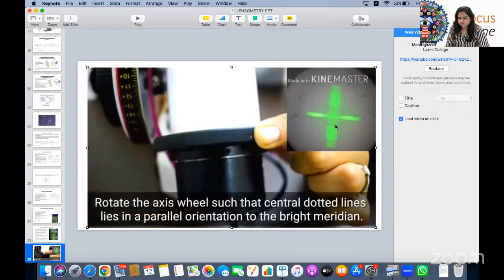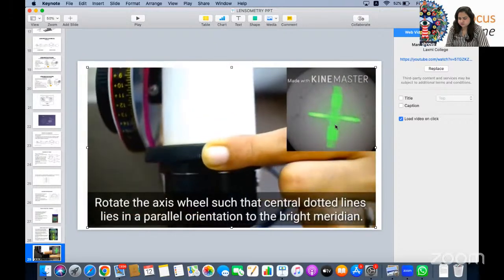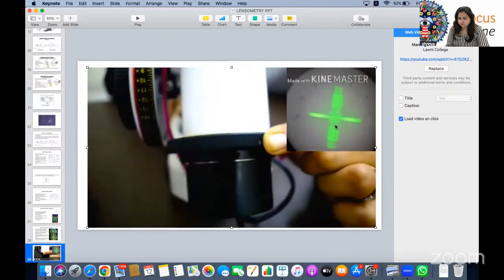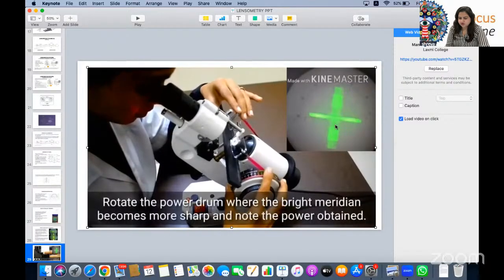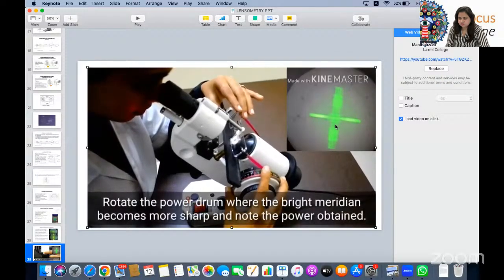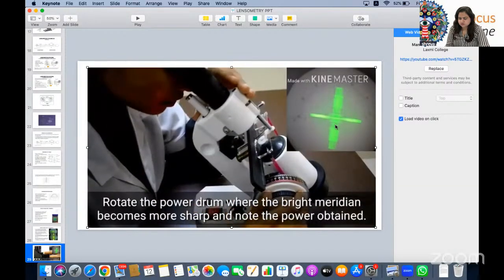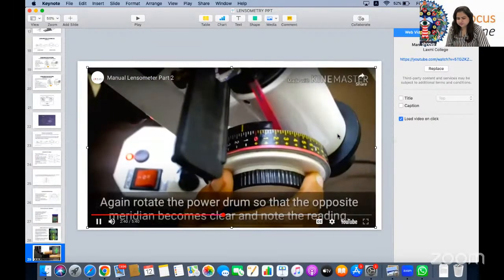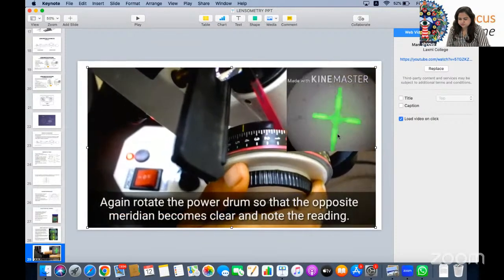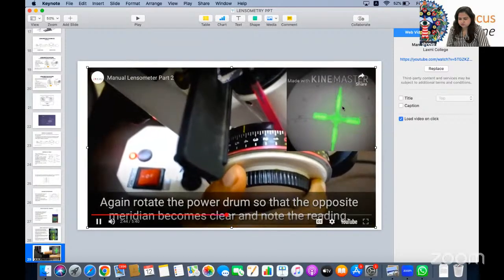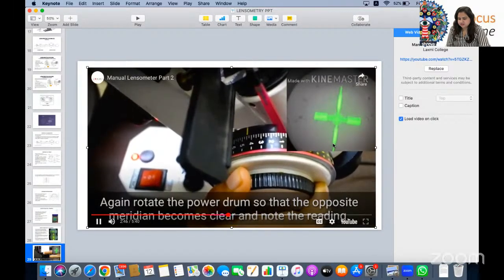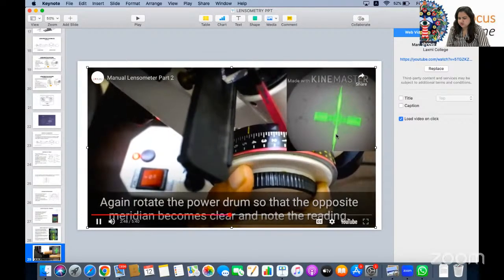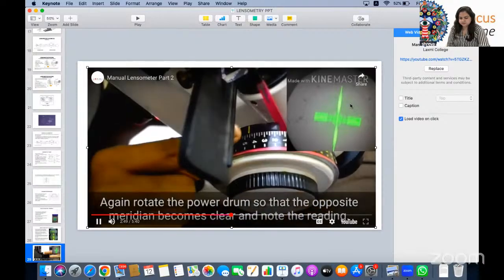Rotate the axis wheel such that the center dotted line lies in parallel orientation to the right meridian. So we are now rotating firstly the power drum where the right meridian becomes more sharp. So here we have rotated such that the 2 lines are perpendicular to each other. Again rotate the power drum so that the opposite meridian becomes clear. Now the opposite meridian is getting clearer and we note the power on this axis as well, and note the reading.